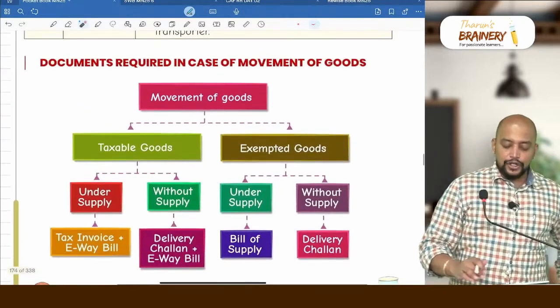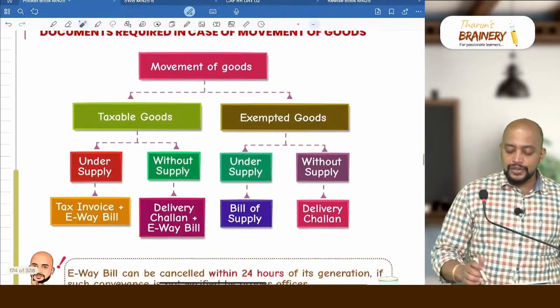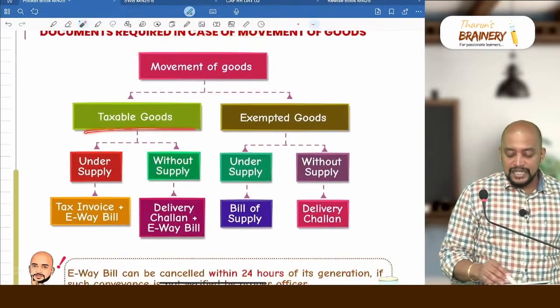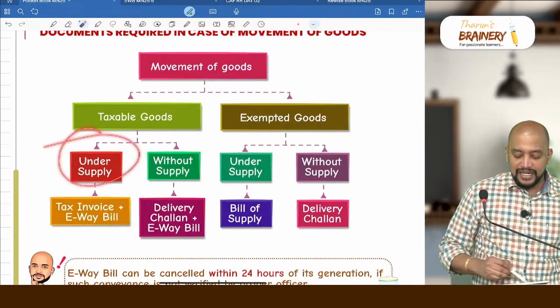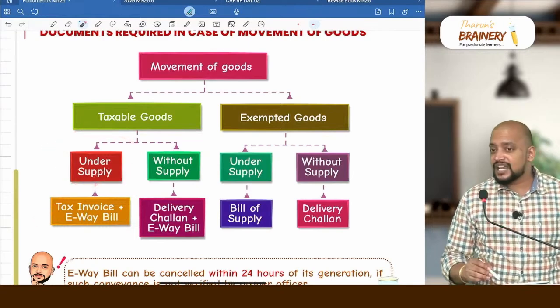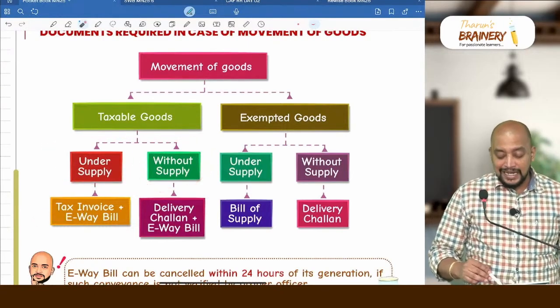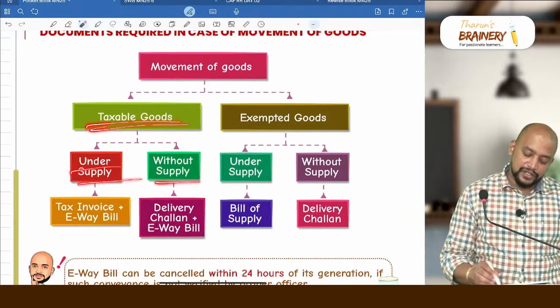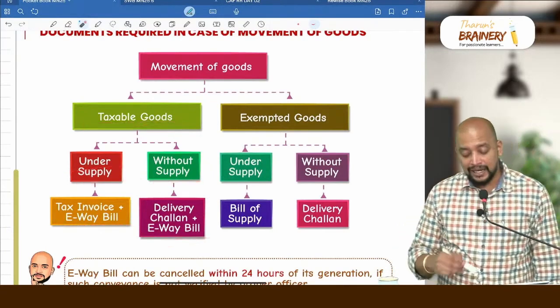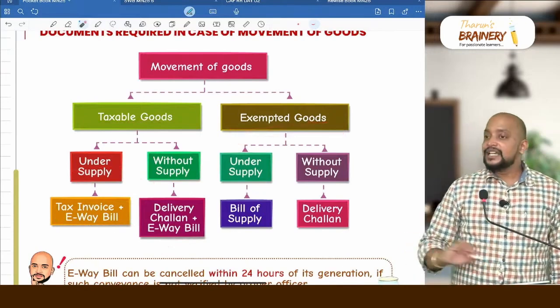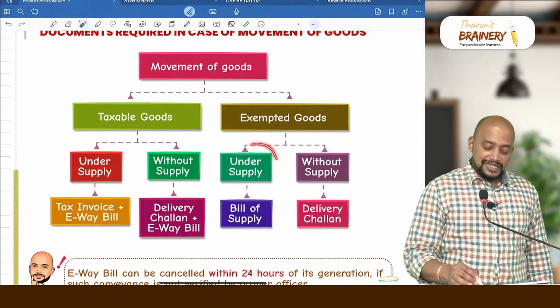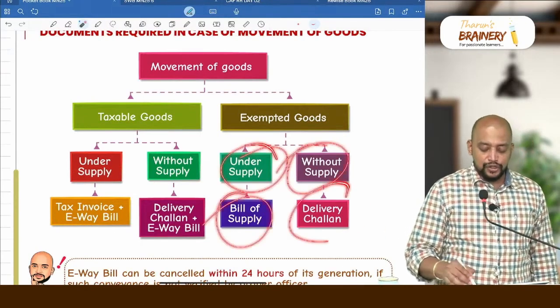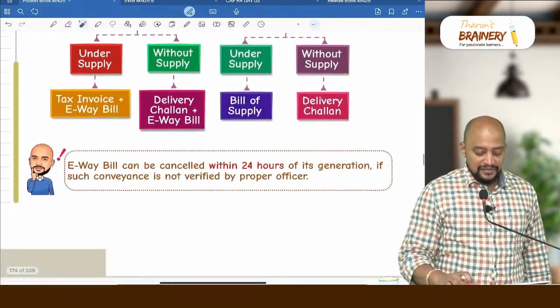So see this, documents required in case of movement of goods. Suppose there is a movement of goods, if it is taxable goods, if it is covered under supply, tax invoice plus e-way bill. If it is without supply, delivery challan plus e-way bill. So whether it is supply or without supply, for taxable goods e-way bill is always required, whereas in case of exempted goods e-way bill is not required. If it is under supply, bill of supply; if it is without supply, the document name will be delivery challan.